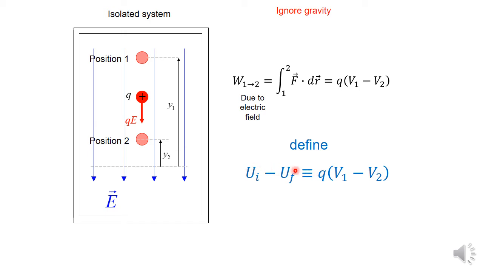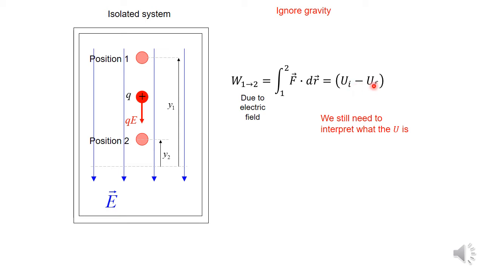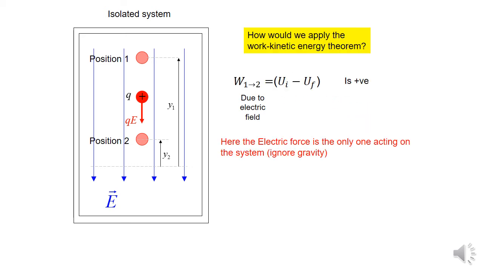Let's make it a definition, and we'll then identify in a while what this U initial and U final mean. So if you put here U initial minus U final, we still need to interpret what this U is, but this is the relation we have now. And let's try to apply the work-kinetic energy theorem.